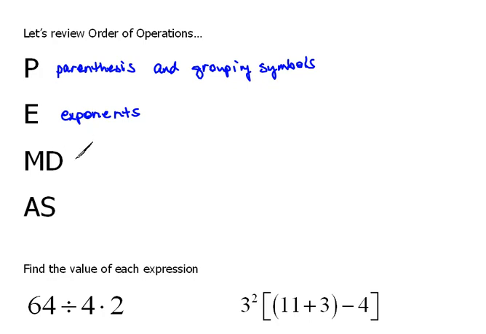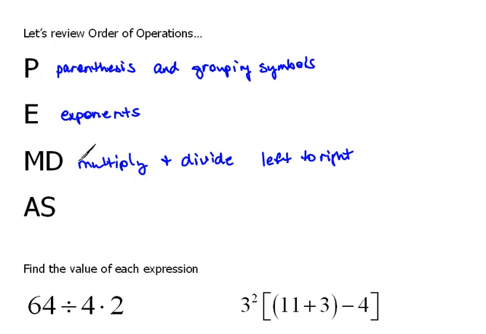Next, the my dear stands for multiply and divide. Now, neither one of these are more important than the other. In fact, they're basically the same operation. It's just one goes forward, the other goes backwards. So we do these left to right as we see them. We don't do all the multiply and then all the divide. It doesn't work that way. We work multiply and divide however it appears, left to right.